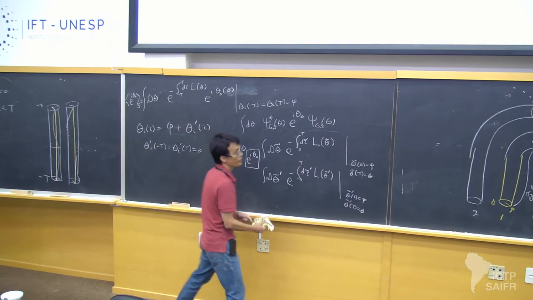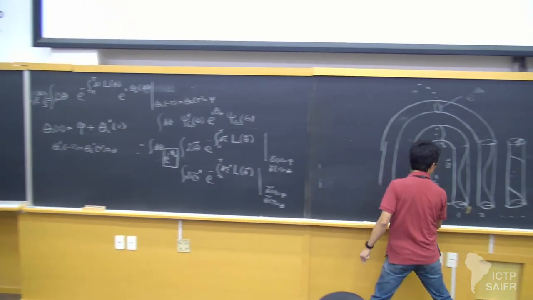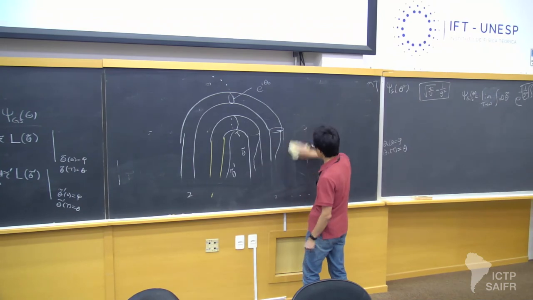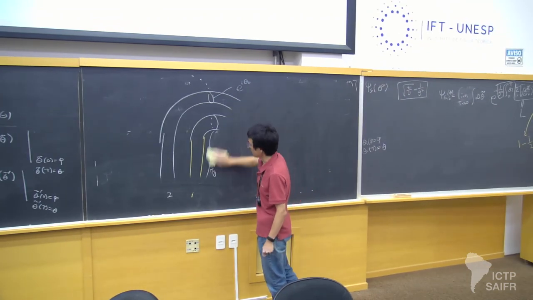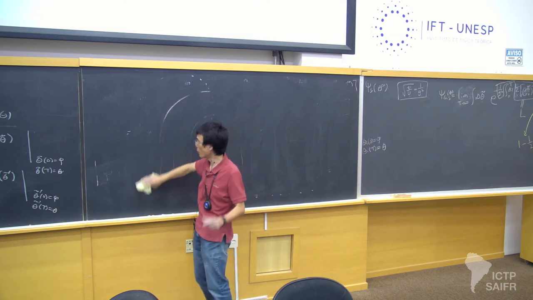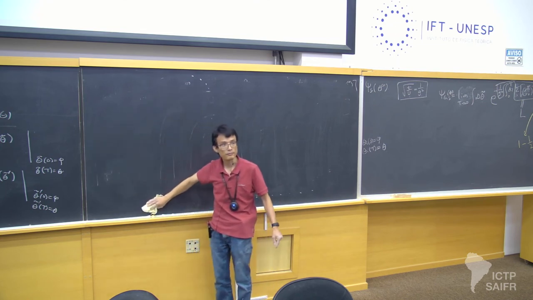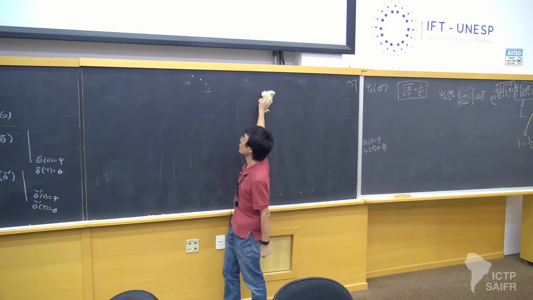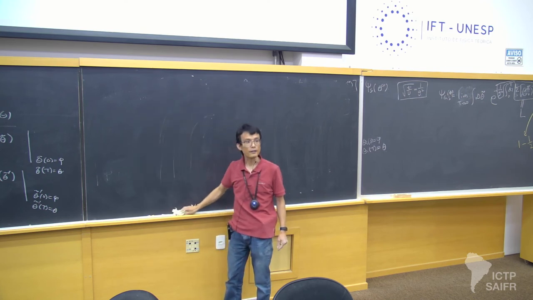And now in the small g limit, in the weak coupling limit, we can expand our action around the saddle point and keep only the quadratic term. Okay, this should be okay in the weak coupling limit, okay? Yeah.